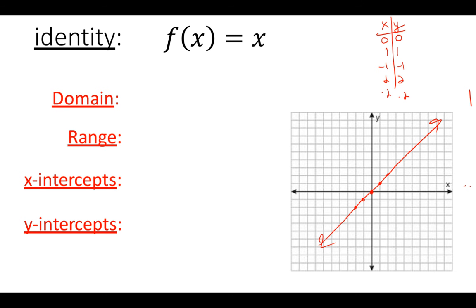Just a linear equation. Again, if we did some transformations of this, if we stretched it, maybe shifted it left or right, then that may change a couple things, but the domain and range of this will actually always be -infinity to positive infinity for both the domain and the range. It goes to infinity in both directions. The x-intercept in this case is just 0. The x and the y-intercepts are both 0. But again, that could change if we move it left or right or up and down.